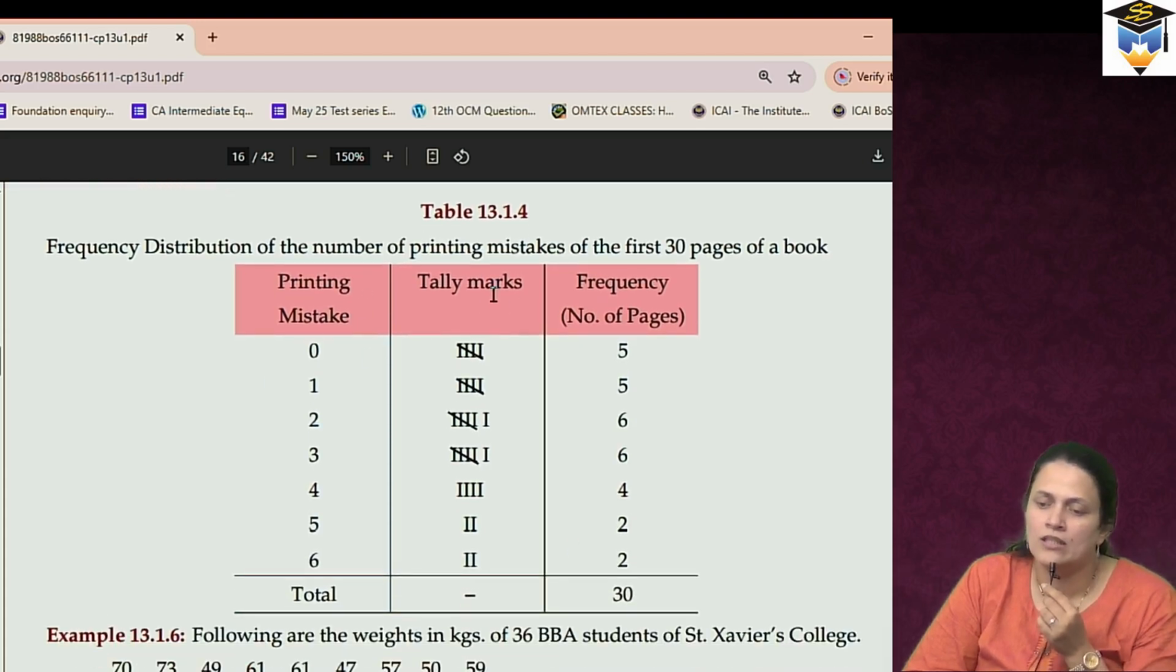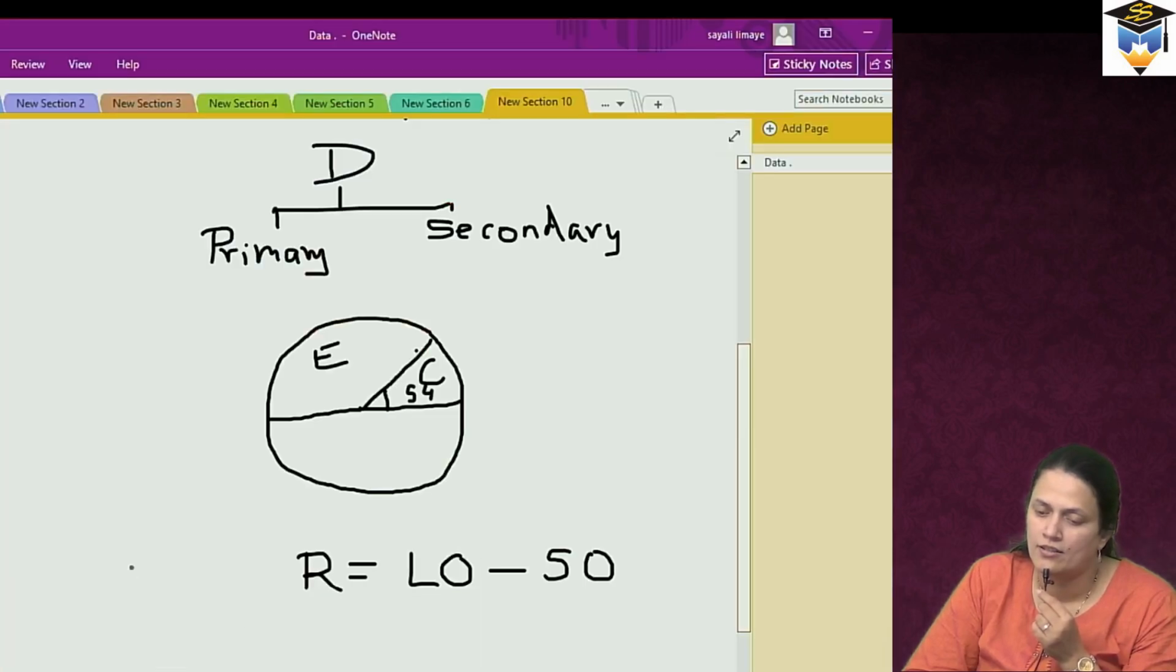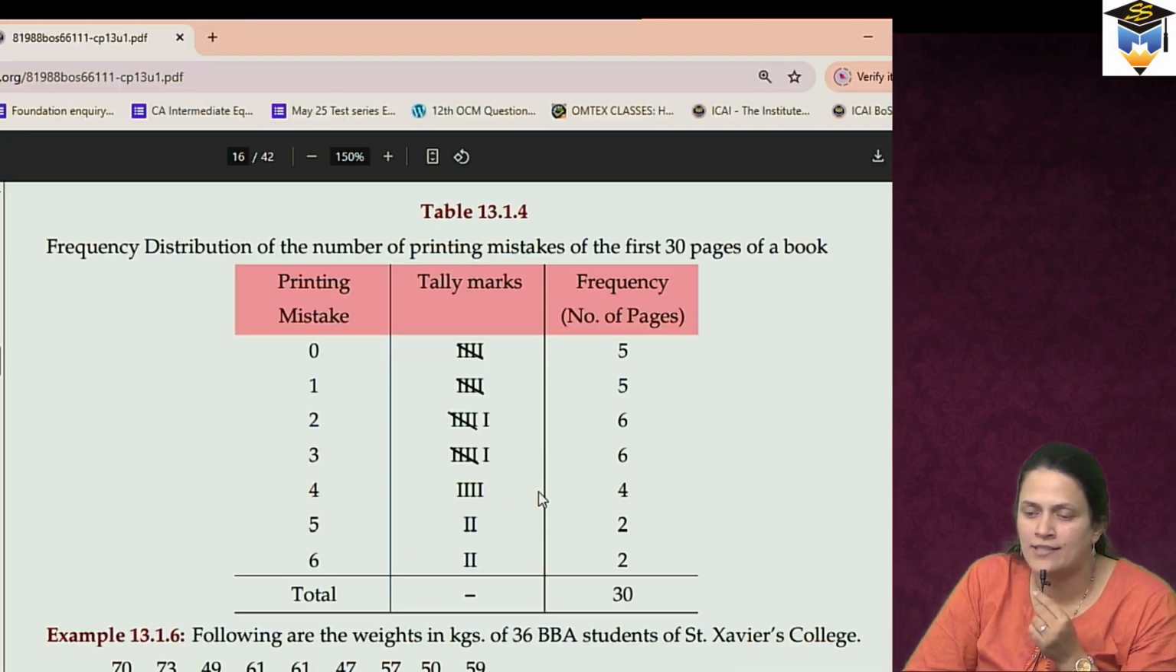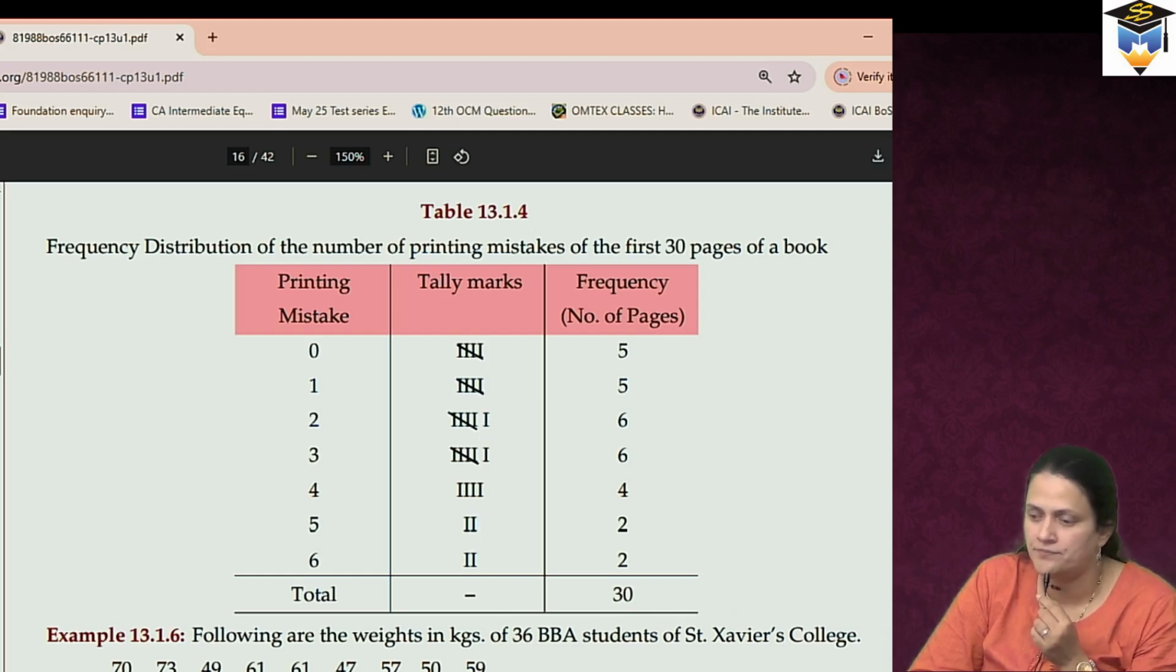Now, when the printing mistake is 0, the tally marks are counted. You know how to count the tally marks, right? 1, 2, 3, 4 and 5. So now the tally marks are given. From the tally marks, can you find out the frequency of the number of pages? Yes, this is 5, this is 5, this is 6, 6, 4, 2, 2. Total is 30.